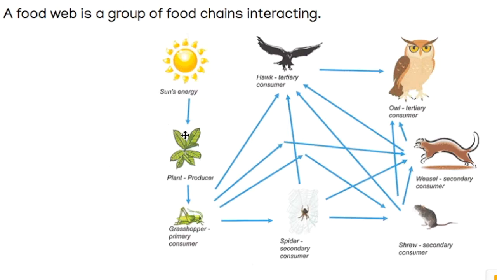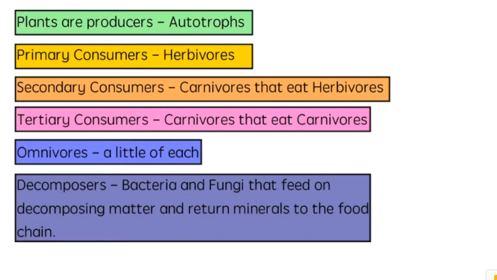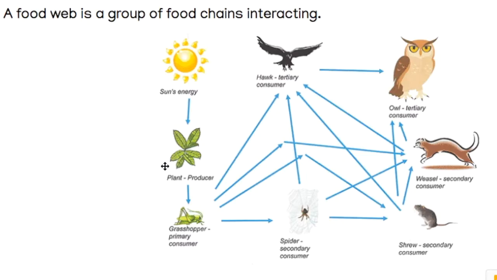So now we can give all of these different parts of the food web labels that correspond with what they eat or where they are in the web. So the plants are producers. That means our autotrophs produce glucose. They're the first step. They use the energy from the sun to produce the sugar, the glucose, and then everything else has to rely on plants.